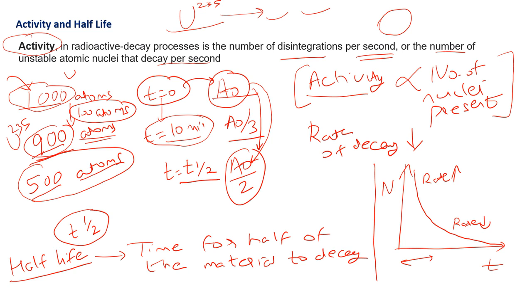Sorry, on the graph, what is meant by n? n is the number of nuclei present. So initially we have, for example, in this question we had 1000 atoms. So on the y-axis this will be 1000. After 10 minutes, let's say this is 900, and at half-life, if I consider this as t half, at this time the number of atoms will be 500. So draw this diagram.